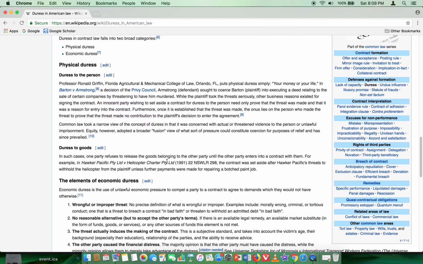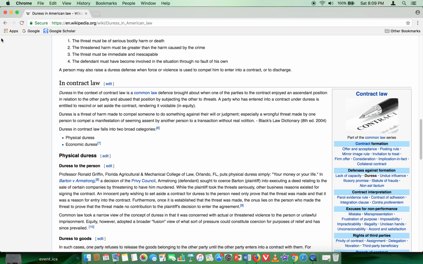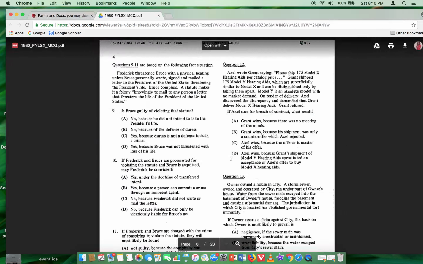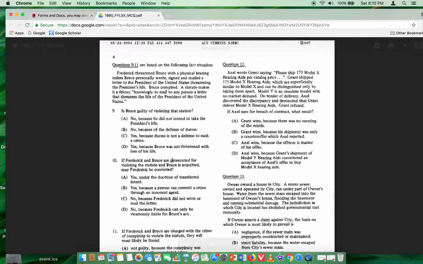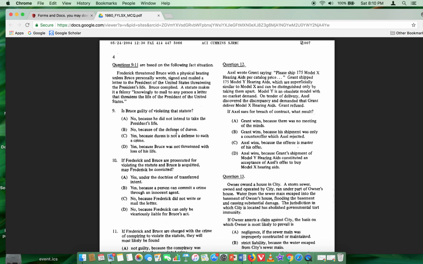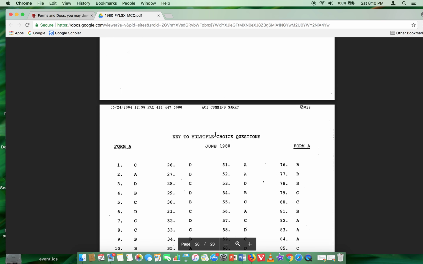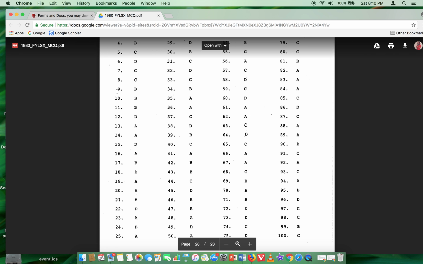And there are different exceptions. So you want to look at the question again, or the hypothetical. Frederick threatened Bruce with a physical beating unless he wrote the letter. So that's a good defense, and he should be able to get off of it. Now, if you really want to double check, question 9 would be, yep, it's B.